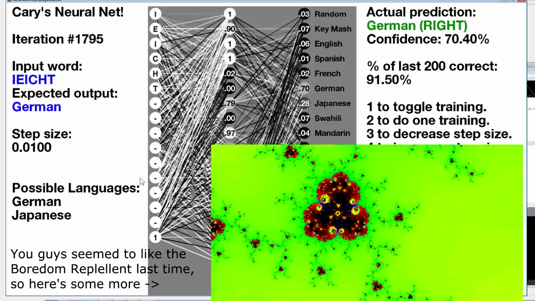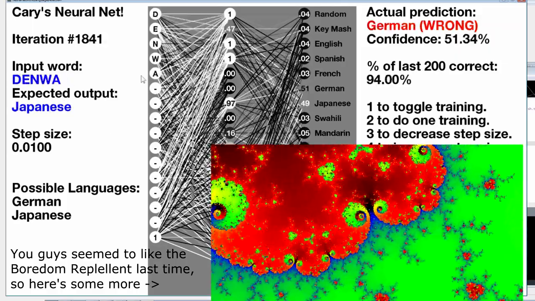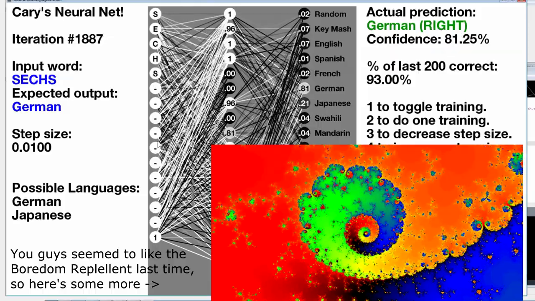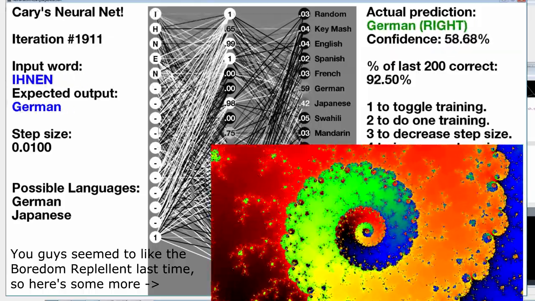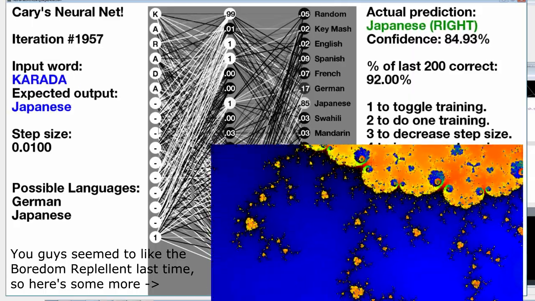As people have pointed out to me in the comments, other structures of neurons, such as recurrent neural networks like long short-term memory networks, would work much better for this because they can move along the word one step at a time and remember the state of the word that they're in.